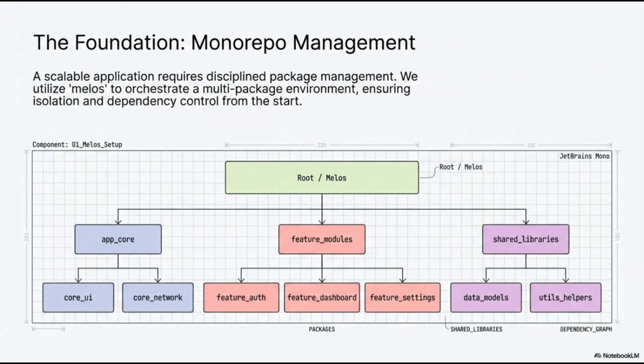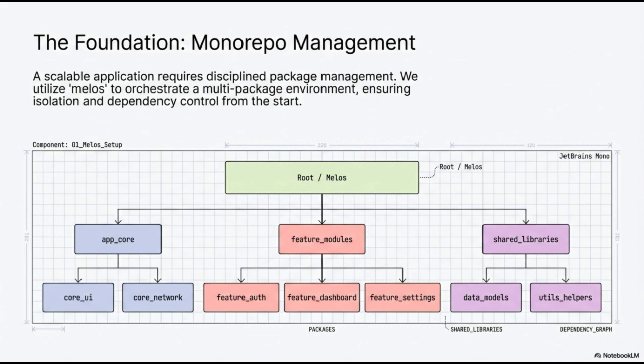The foundation of any scalable application is disciplined package management. To achieve this, we utilize Melos to orchestrate a multi-package environment, which ensures isolation and dependency control from the start of the project. Looking at our component setup, the Melos root acts as the central orchestrator for the entire monorepo. We categorize our packages into three distinct pillars: App Core, Feature Modules, and Shared Libraries.